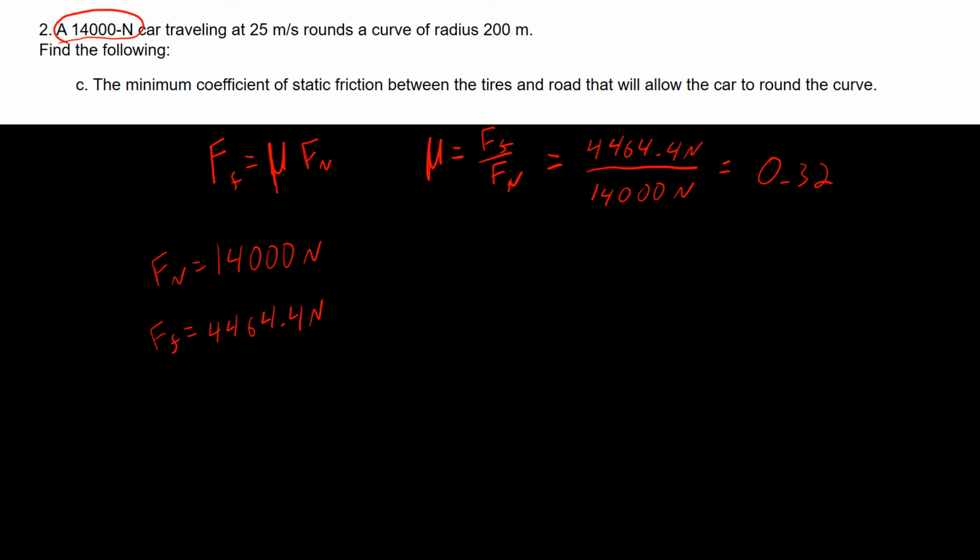Remember, with the coefficient of friction, as long as it's less than 2 and above 0, you're probably good. If you get something like 0.00-something, that's really, really low friction, so that's probably not right either. But 0.32, sure, that sounds reasonable. It's a coefficient, it's a low number, and that seems good.